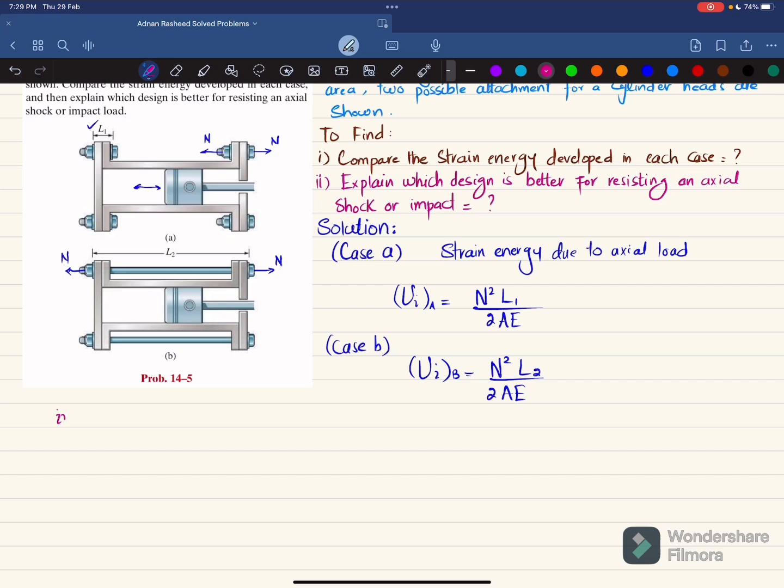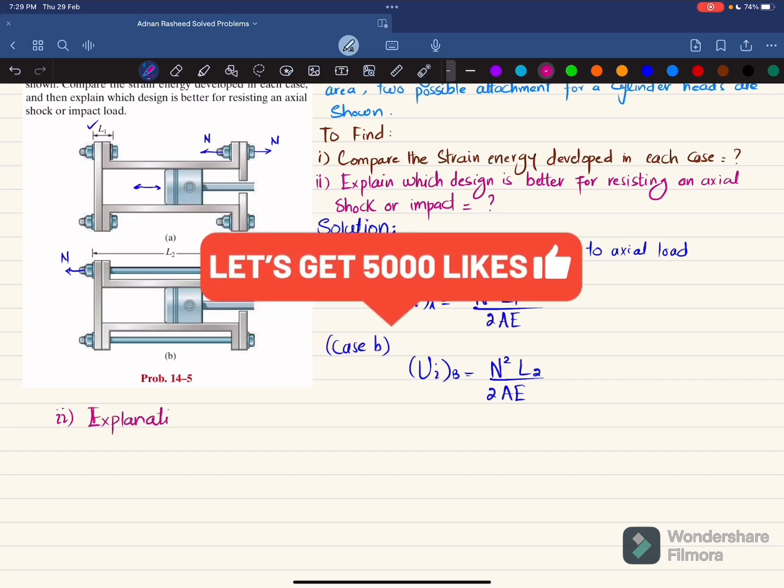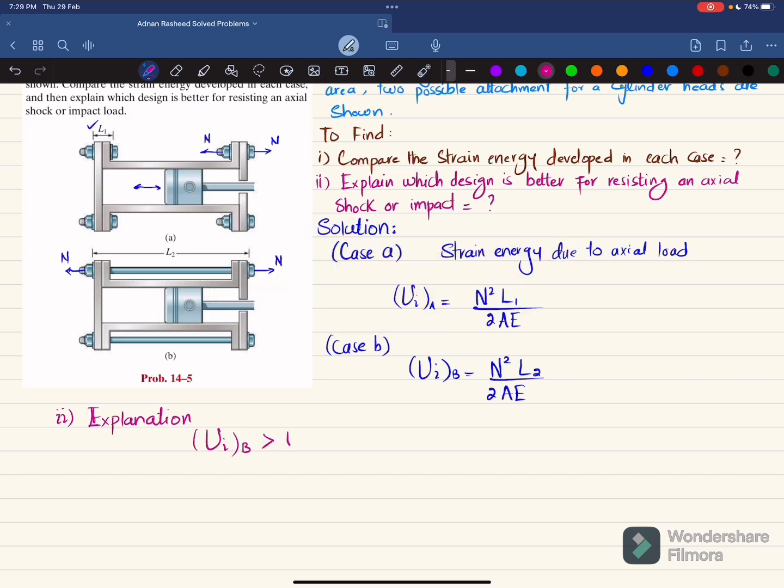Now in the second part, we have to explain which design is better. So the explanation is this. You can see Ui for B is greater than Ui for case A. Why? Because here the length is increased. All other factors are the same, but the length is increased in case B. Therefore, Ui for B is greater than Ui for A, the strain energy in case A. The reason is that L2 is greater than L1.